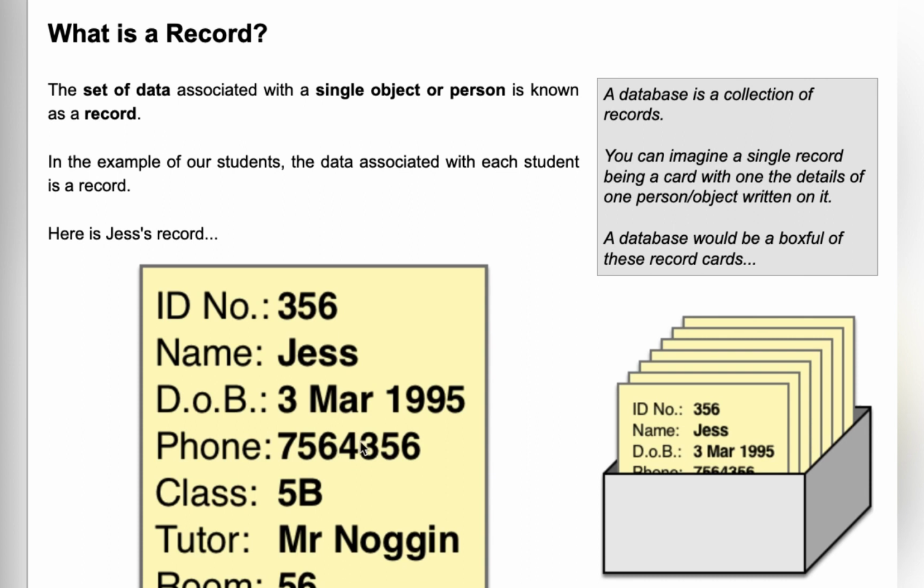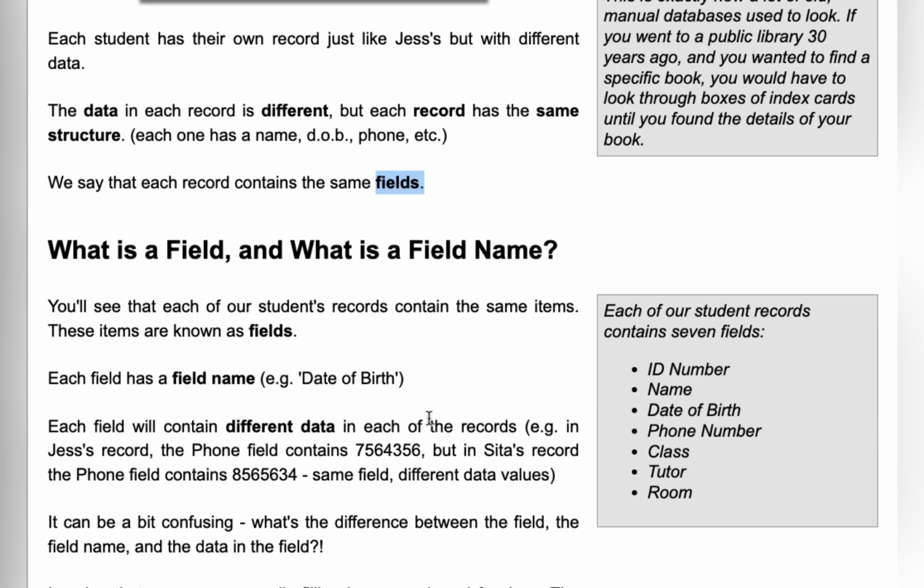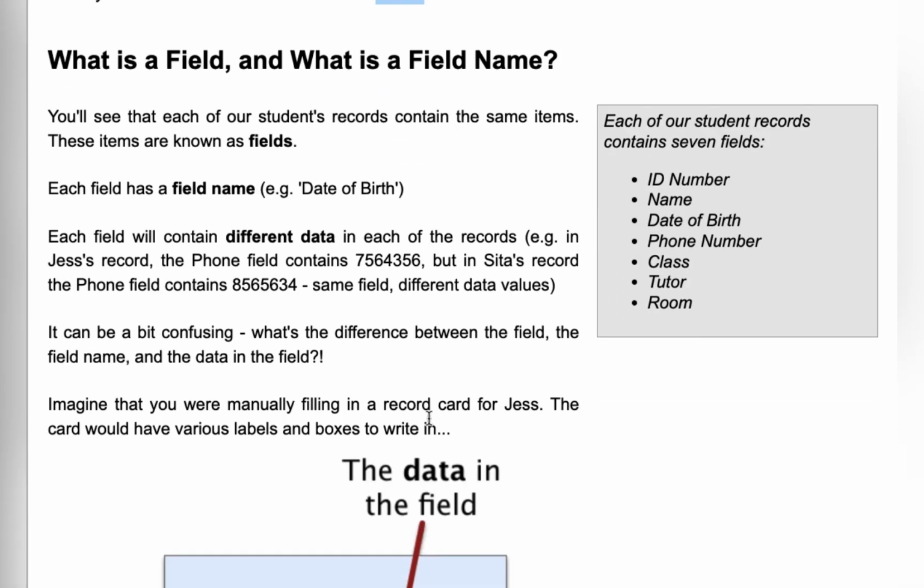Every line is just like a field, and each one has a name. So the name of this third field is date of birth. That's the name of the field. Each field will contain different data. Of course, they will contain different data.